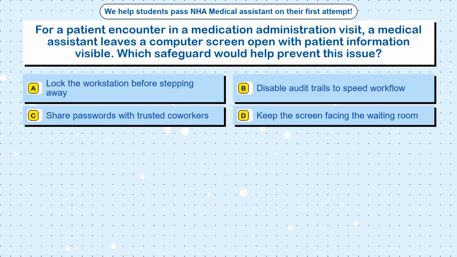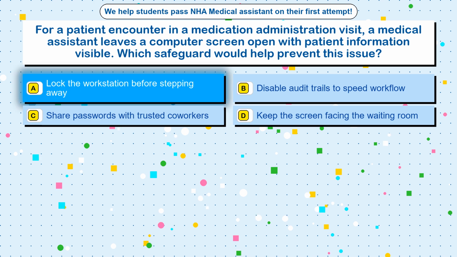Question 97. For a patient encounter in a medication administration visit, a medical assistant leaves a computer screen open with patient information visible. Which safeguard would help prevent this issue? Option A, lock the workstation before stepping away. Option B, disable audit trails to speed workflow. Option C, share passwords with trusted co-workers. Option D, keep the screen facing the waiting room. The correct answer is option A, lock the workstation before stepping away.